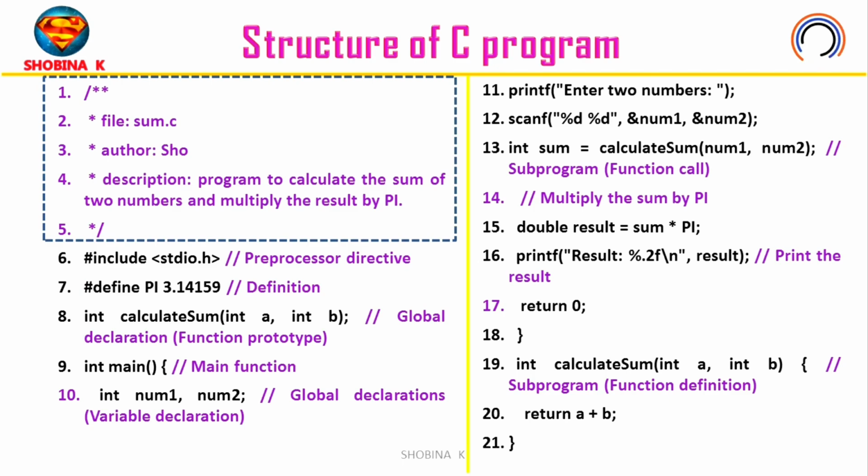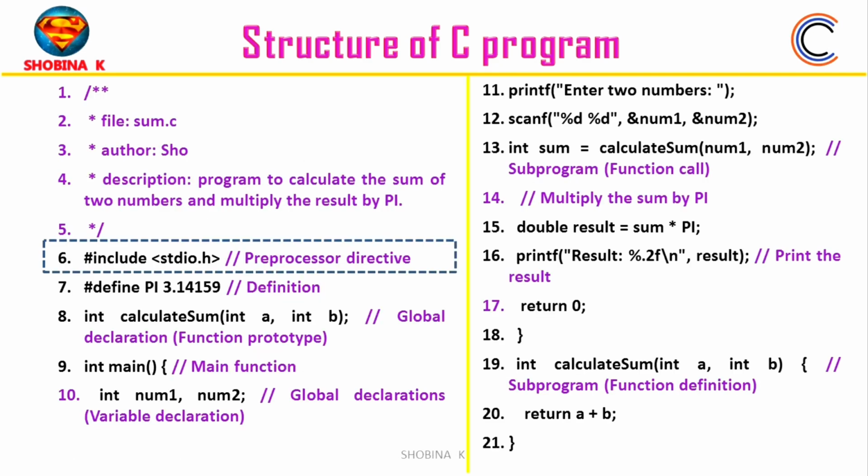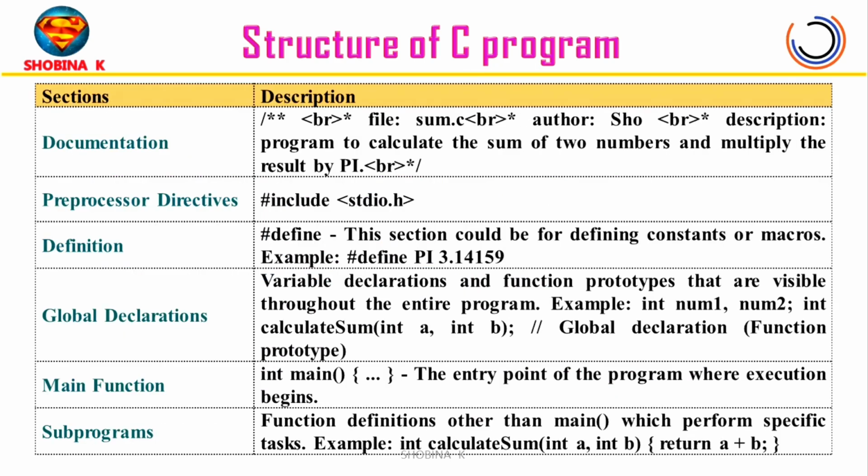Now look at the example. Comments at the beginning of the file provide information about the file, author, and brief description of the program's purpose. And this is documentation section. And there is no explicit linking directives in the code. However, the #include <stdio.h> directive indirectly links the standard input-output library to the program. And this is preprocessor section or linking section.